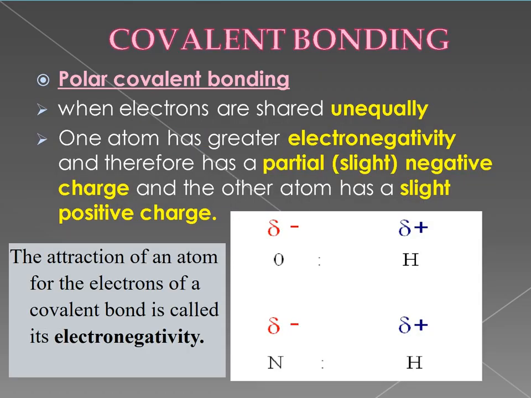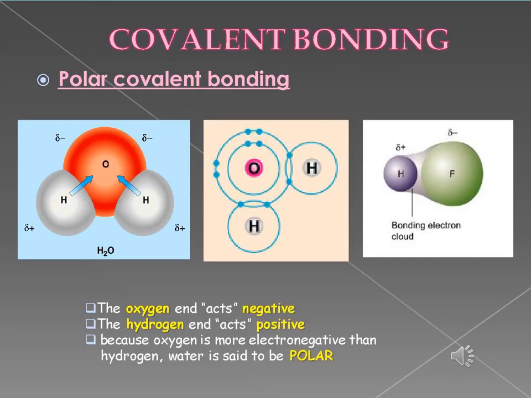For example, chlorine shares with another chlorine, and hydrogen shares electrons with another hydrogen atom. A polar covalent bond happens when electrons are shared unequally. As you can see in the term polar, polar means there are two different charges, which are positive charge and negative charge. When one atom has greater electronegativity, it has negative charge, and the other atom has slightly positive charge. These are the simplest examples of polar covalent bonds.